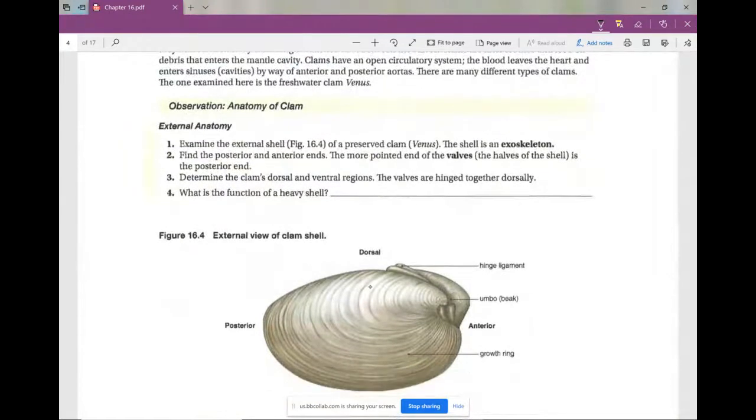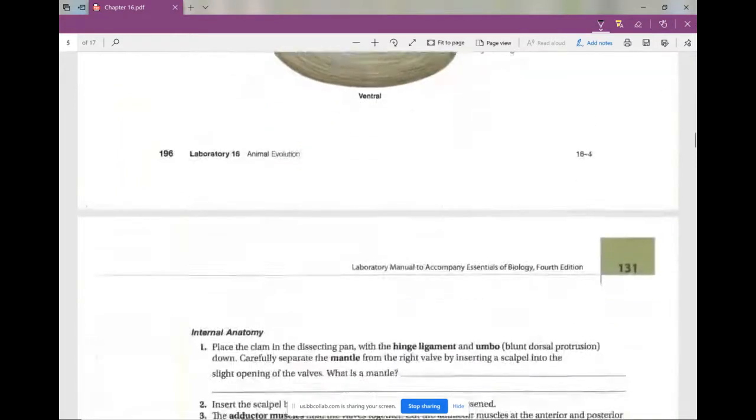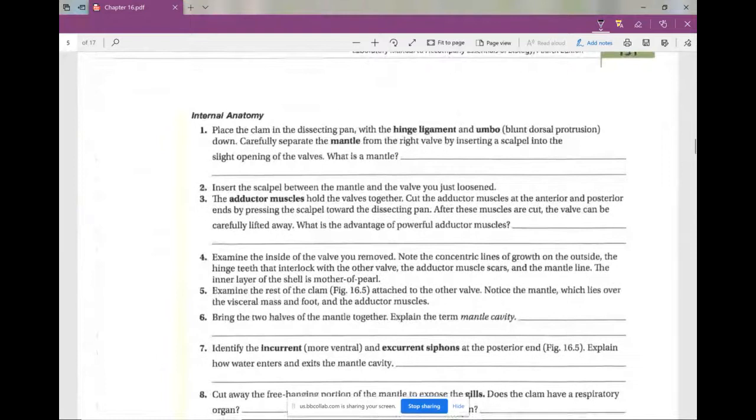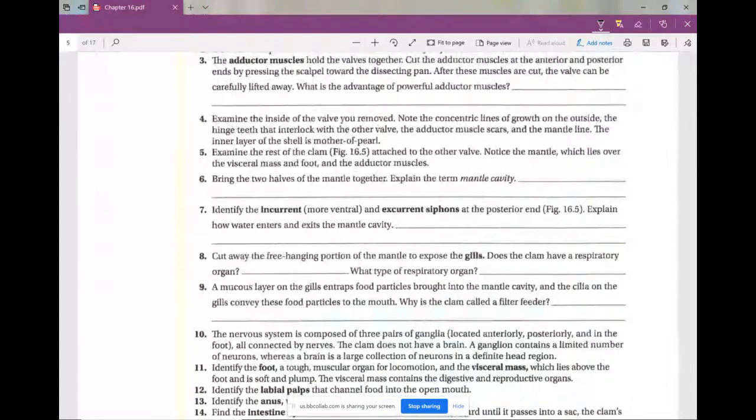Okay. All right, now determine the clam's dorsal and ventral regions. The valves are hinged. What is the function of a heavy shell? It's clearly for protection. Okay. All right. What is a mantle? Well, the mantle is a body covering. Okay, in this case, for the clam, it produces the shell. All right, at this point we have to go back and take a look.